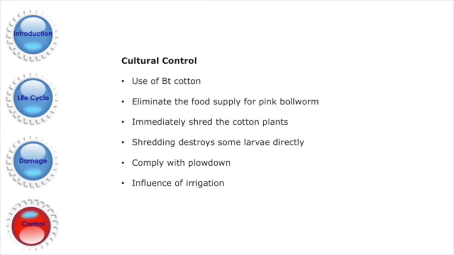The use of Bt cotton will help prevent damage by pink bollworm. A recently developed transgenic cotton, Bollgard 2, offers suppression of cotton bollworm along with beet armworms, pink bollworm, and tobacco budworm. Eliminate the food supply for pink bollworm by cutting off irrigation early enough to stop the production of green balls by early September.